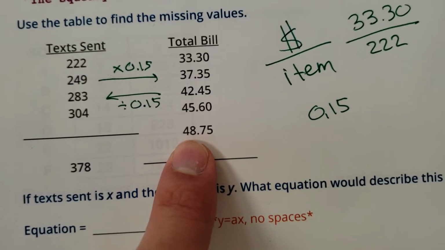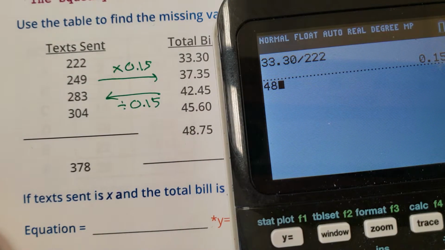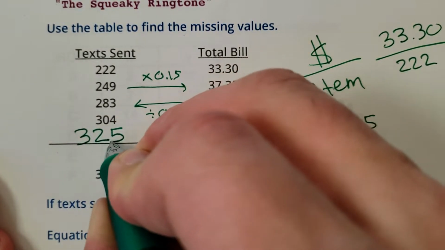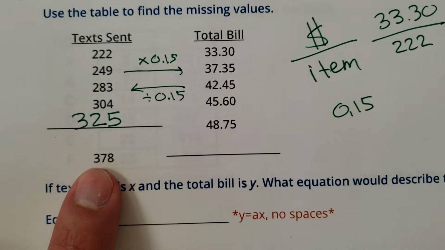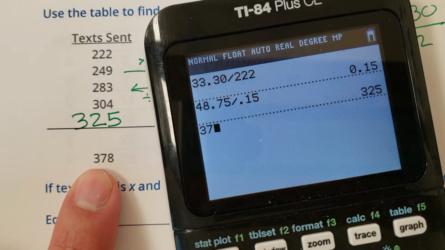So if you spent $48.75, how many texts did you send? 48.75 divided by 15 cents. Oh, I sent 325 text messages. Okay. If I send 378 text messages, how much is that going to cost?